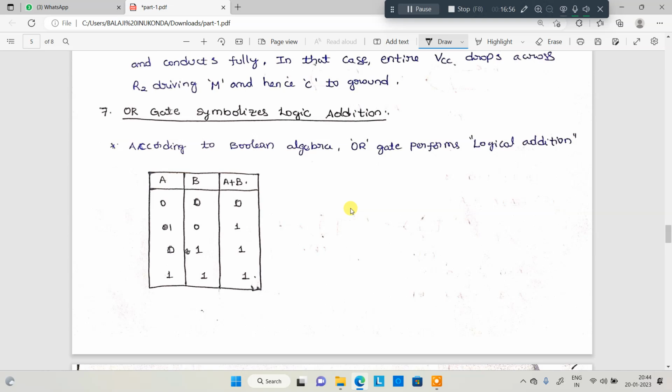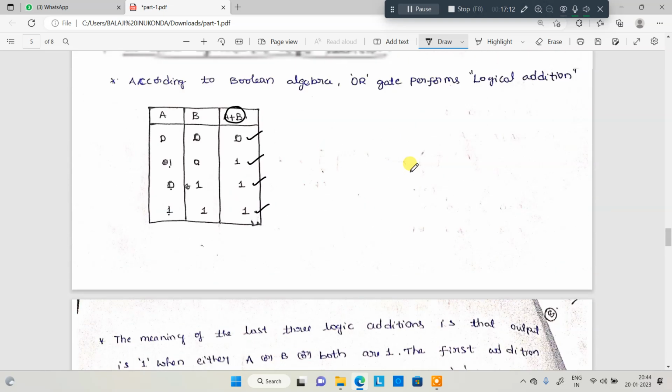Next, the OR gate symbolizes addition. A, B, A plus B. 0 plus 0 is 0. 1 plus 0 is 1. 0 plus 1 is 1. 1 plus 1 is 1. But don't consider a carry or anything here. Only logic addition. Okay, this is about the logic gates.